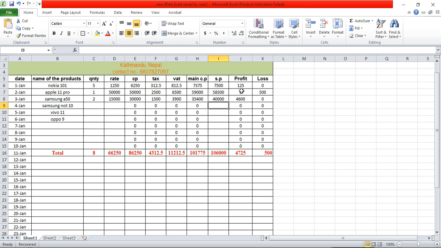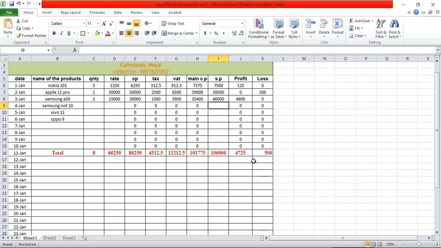The profit column at the end of 11th January, up to 10th January, you can see as our business there is, we have purchased altogether 8 quantities of cell phones for different model numbers, like for this model 5 pieces, for this model 1 piece, with the rate for different things. And our cost price is up to this much, tax I have paid up to this much, VAT I have paid up to this much. Okay, and selling price I've sold this much amount. And with the deduction of this selling price and cost price, I'm in profit of 4,725 rupees and loss of 500.